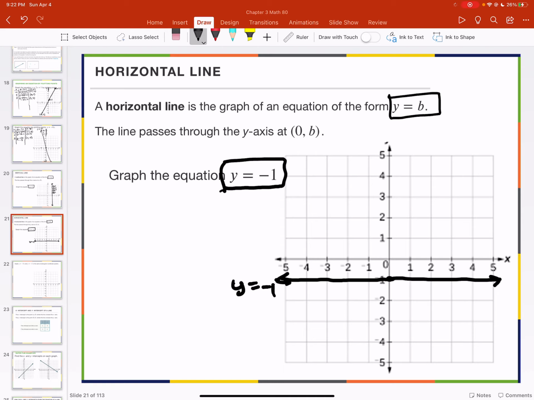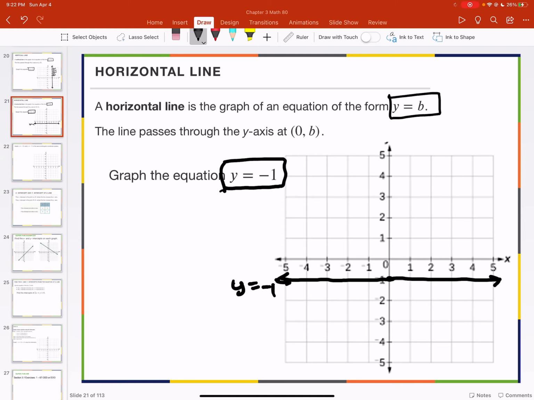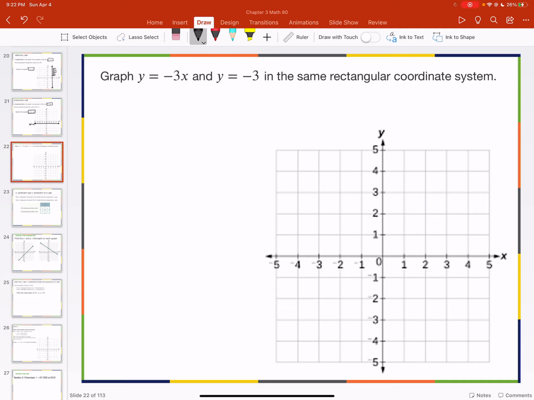All right, so next we're going to graph y equals negative 3 and y equals negative 3x, so you can see the difference. So y equals negative 3, we already recognize, oh, this is a horizontal line, that's fine. Going through negative 3, so that's y equals negative 3. What about y equals negative 3x? So let's say I want to do a little chart.